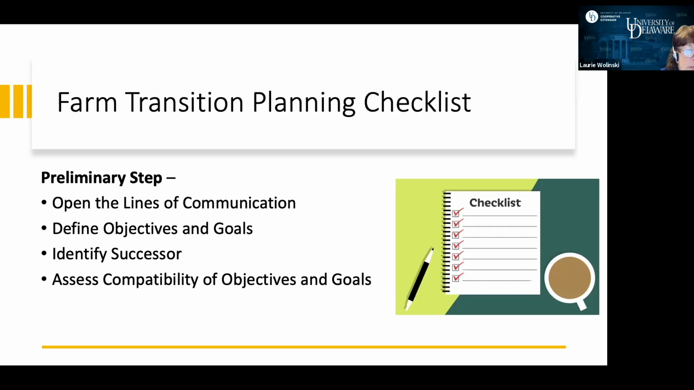The very, very beginning, the preliminary steps, is to open the lines of communication. You want to define the objectives and goals. You want to identify a successor. So if you have 4 children, which of those children are going to be the successor? And then you can assess the compatibility of the objectives and goals among each other.